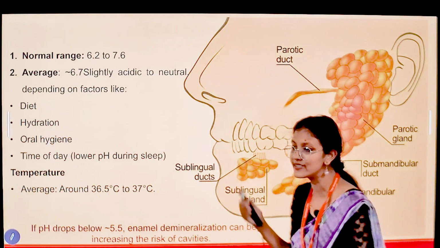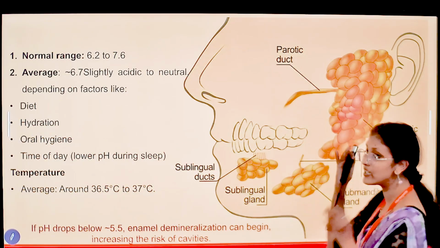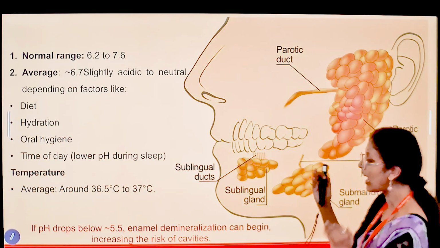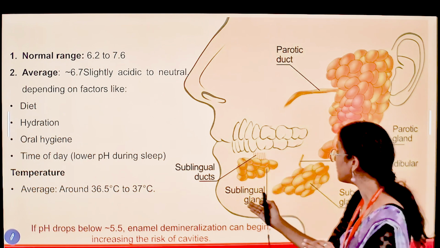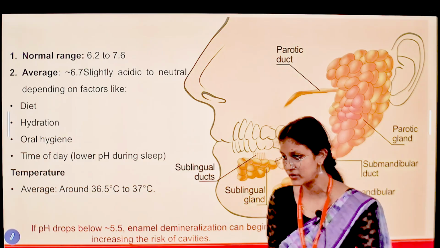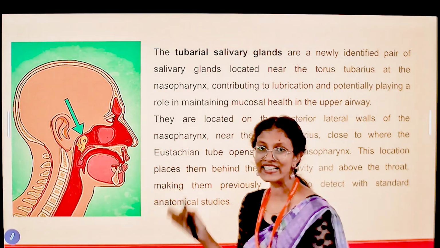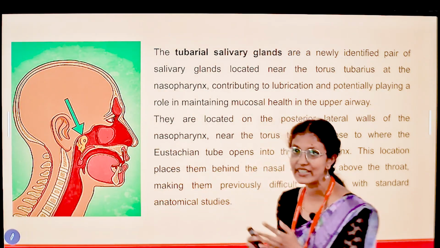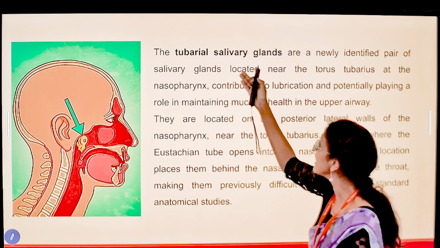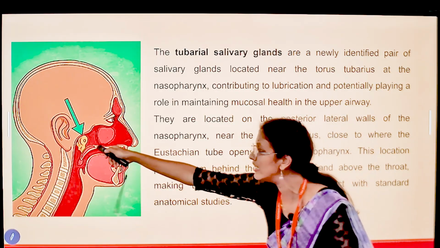Here we can see the structure: the parotid glands are located here, and the submandibular you can see here under the tongue area, and the sublingual will be here, as you have studied in the pharmaceutics subject. And one more salivary gland was discovered very recently, the tubarial salivary glands, which is located here.